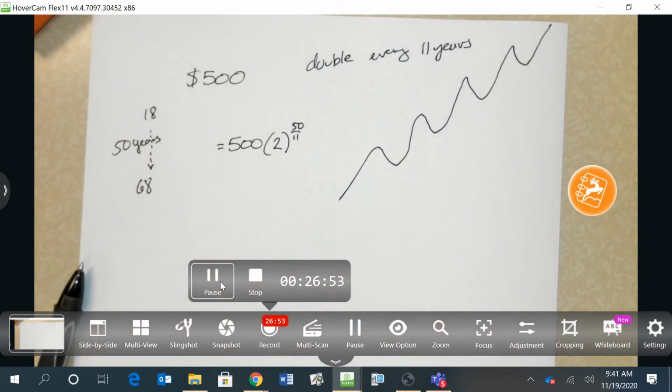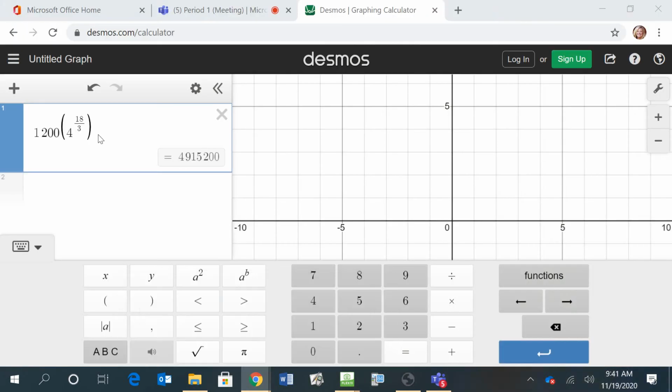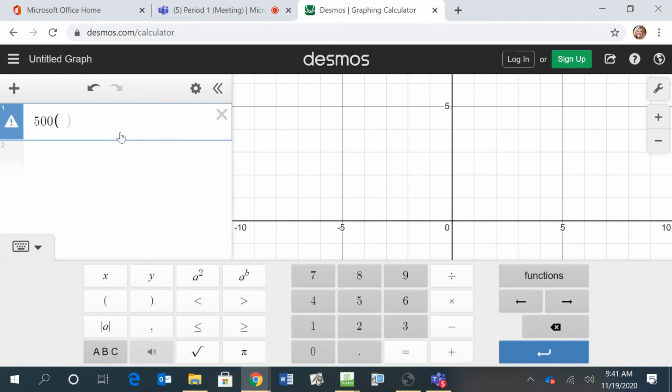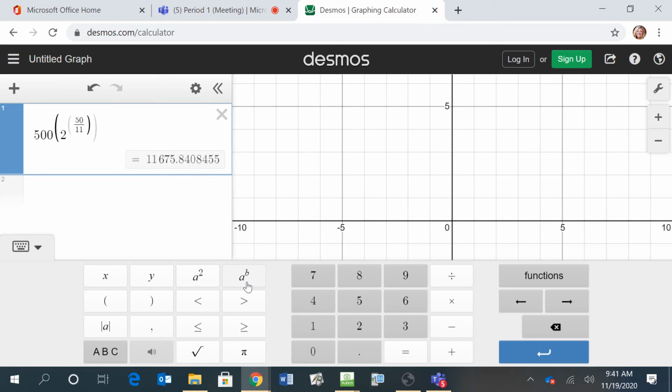Okay, so you have never touched this money. You're now 68 years old. You went from 18 to 68. You haven't touched it. Let's see what this could be worth. 500, and we're going to go with it doubles. And how often does it double? 50 divided by 11.